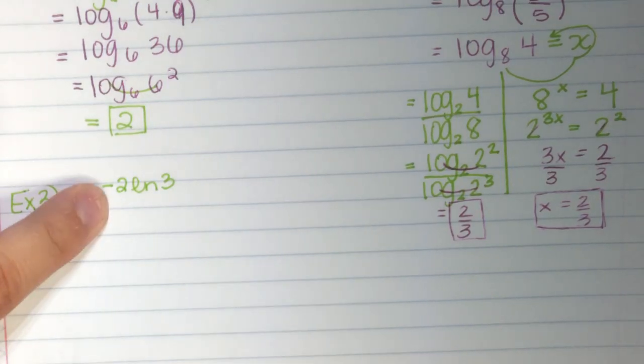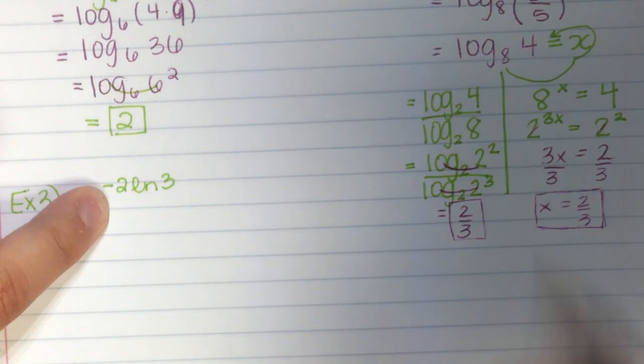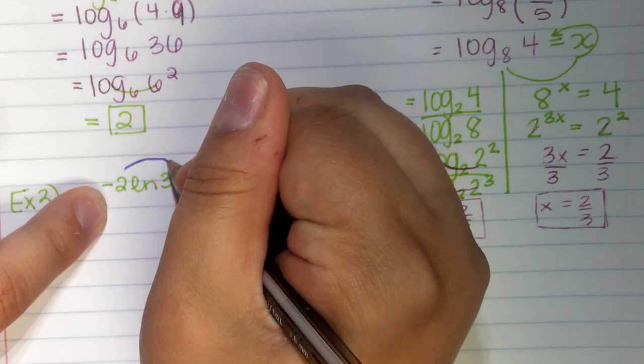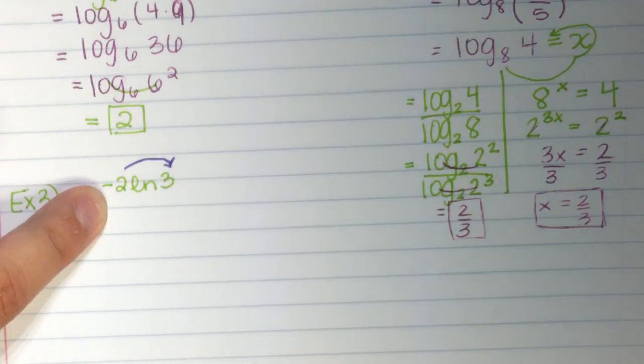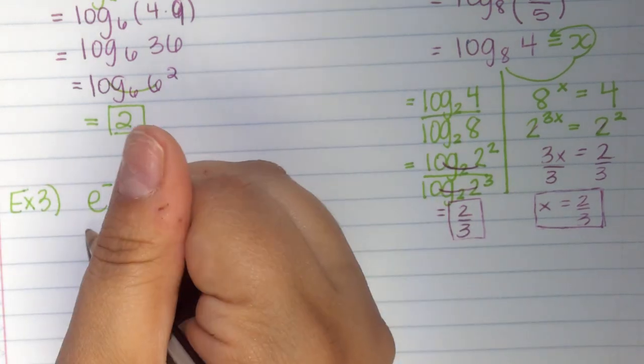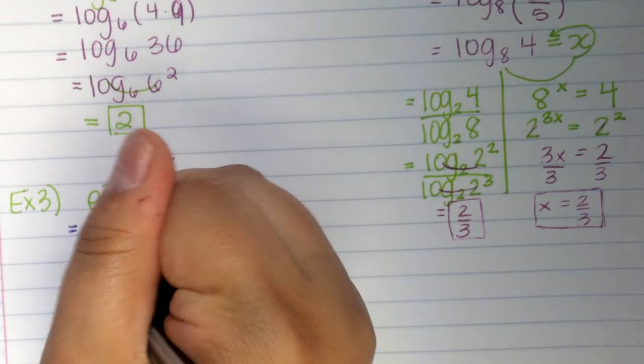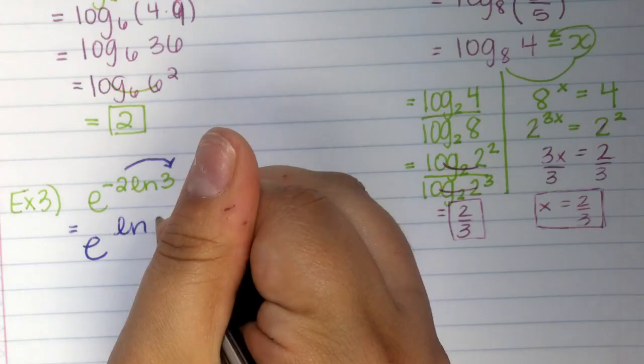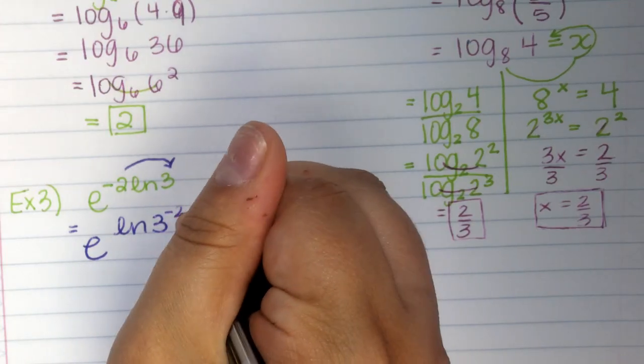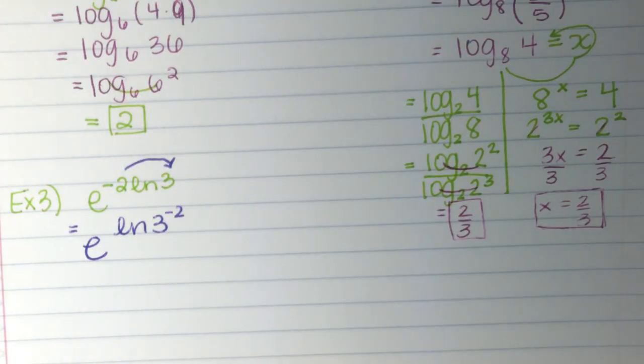Forget that there's an E right here. What am I going to do with this right here? Make it the exponent. So this is going to become E to the natural log of 3 to the power of negative 2.